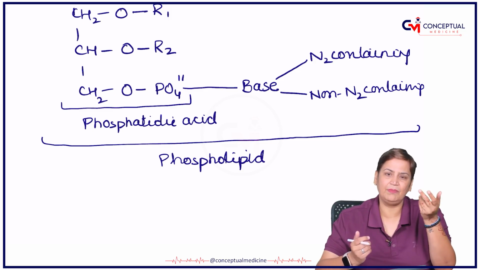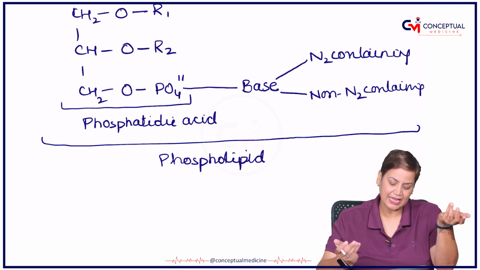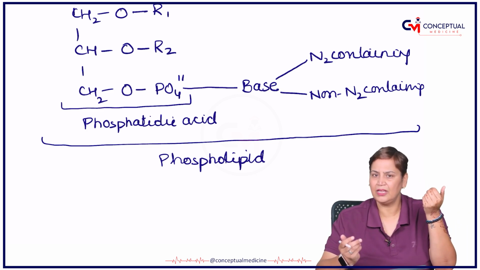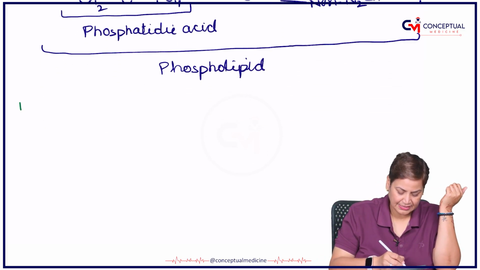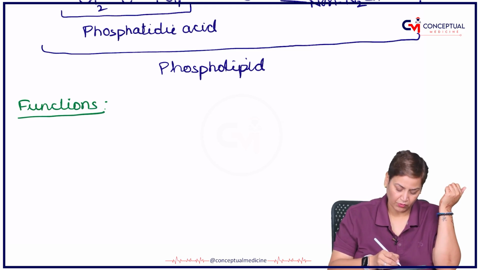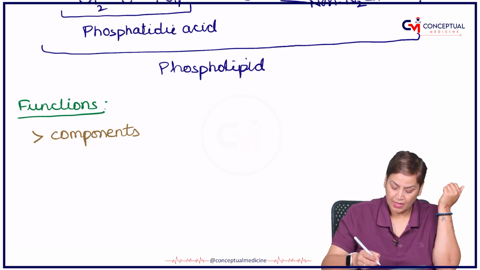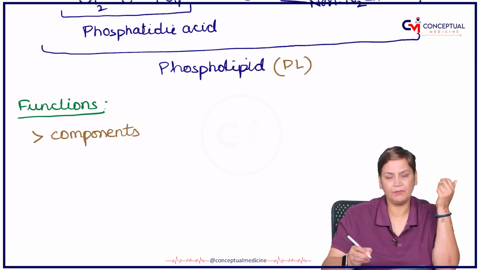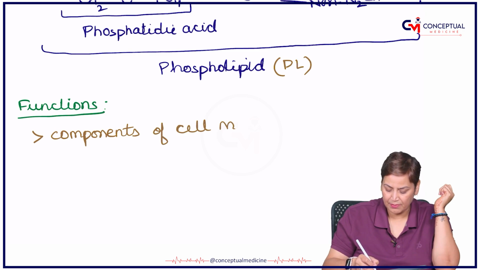Here phosphate is replaced by a fatty acid, and this phosphate is attached to a base which might have nitrogen, or might not have nitrogen with it. So if I talk about the functions, I can simply say that the most important function of phospholipids is that they are the components of the cell membrane. I can simply write it as PL. PL means phospholipids, components of cell membrane.